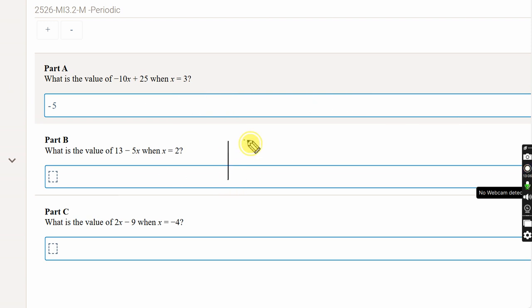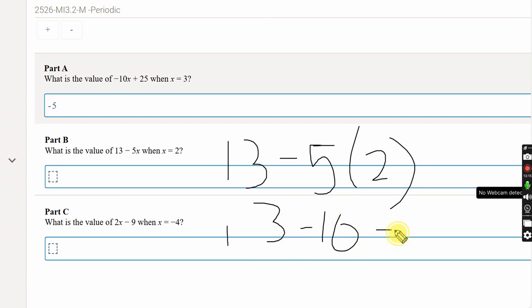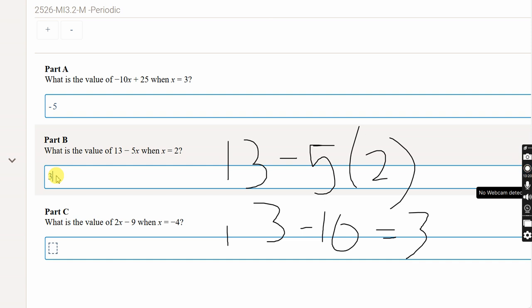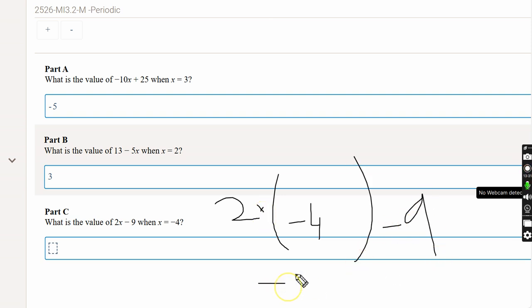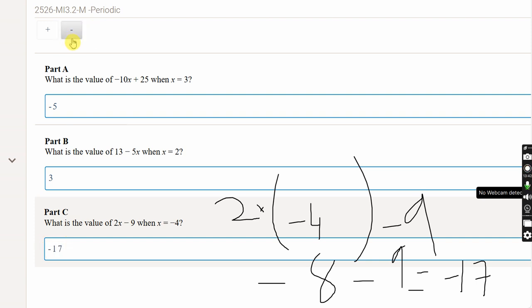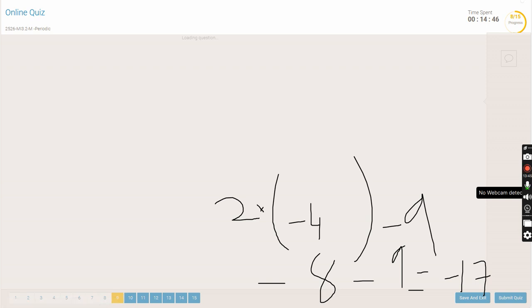Okay, 13 minus 5 times 2. What is that? 13 minus 10 is equal to 3. So you put here 3. Next one, 2 times x, what is x? Minus 4. Again, it's multiplication here. And then minus 9, it will be minus 8 minus 9, which is minus 17. There you go. You have the answer, negative 17. Let's go to the next one.